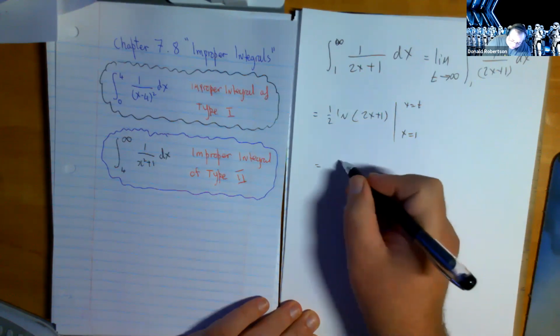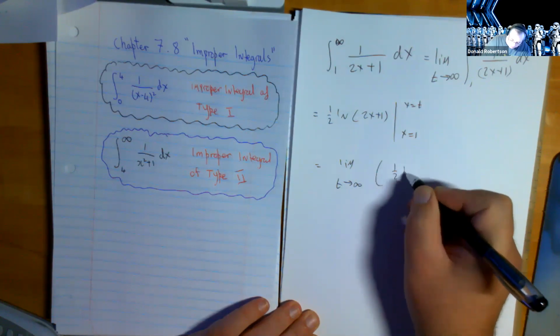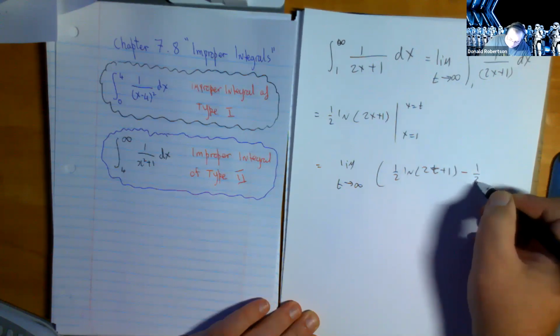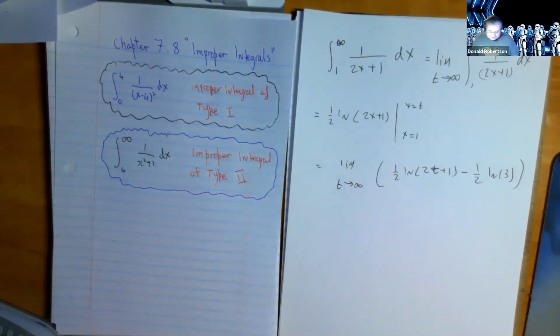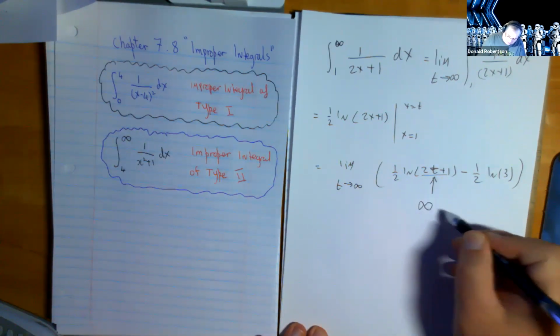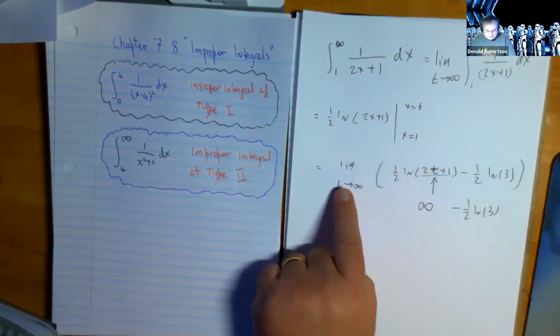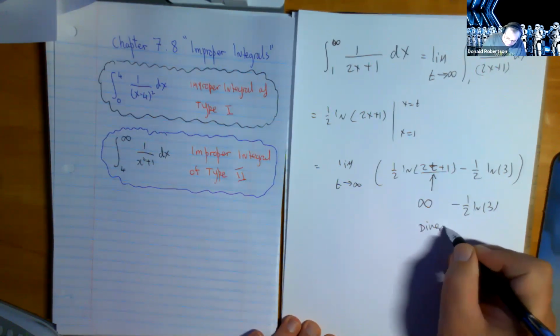So let's see what we get. We're going to find the limit as t tends to infinity of 1/2 the natural log of (2t plus 1), take away 1/2 the natural log of 3. Okay, time to brute force it. If you make that infinity, isn't that infinity? Isn't the log of infinity infinity? Isn't a half of infinity infinity? Can you understand that this becomes infinity when t becomes infinitely big? In which case the answer is diverges.